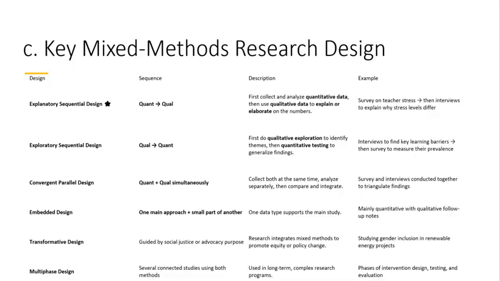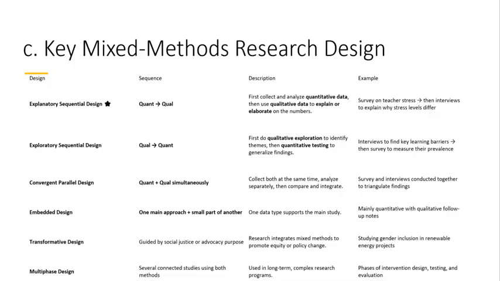And the third one is convergent parallel design. This is quantitative plus qualitative. It goes simultaneously, not one after another, but together. Collecting both at the same time, analyze separately, then compare and integrate. For example, survey and interviews conducted together to triangulate findings.